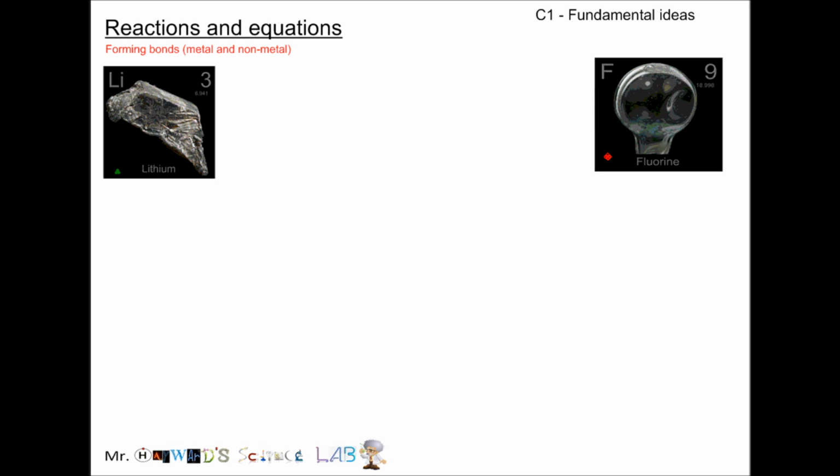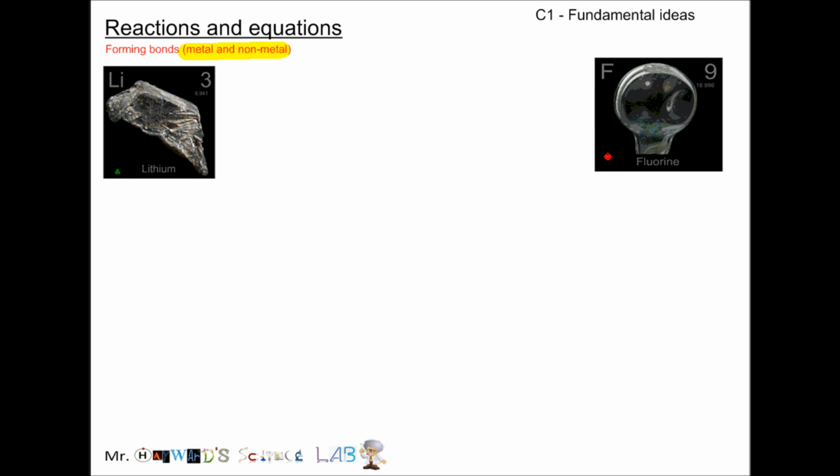Okay, and I think a key thing we need to look at is that this is bonding between metals and non-metals. So the metals come up on the left side of the periodic table, and the non-metals come up on the right side. So lithium is an example of a metal. It is in group 1, and we've got fluorine, which is an example of a non-metal, which comes up in group 7.